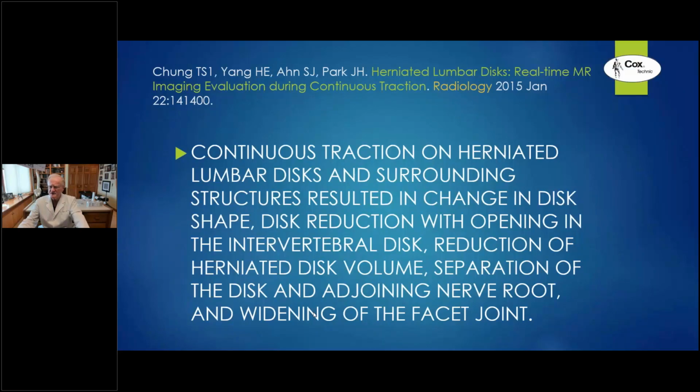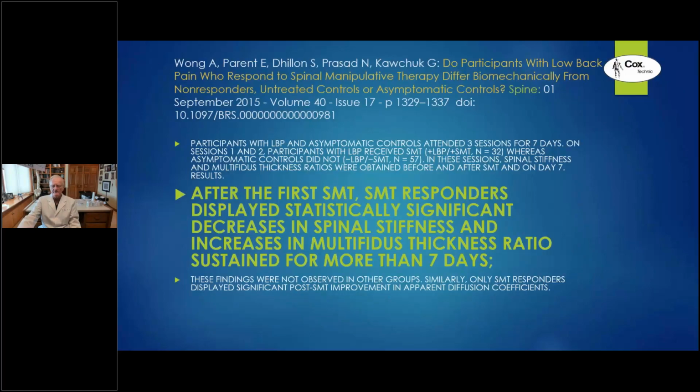We would offer that these are probably very positive things when treating a spinal stenosis patient. And then Wong, here publishing in Spine Journal, volume 40, number 17, asks the question: do the participants with low back pain who respond to spinal manipulative therapy differ biomechanically from people who don't respond to spinal manipulation?